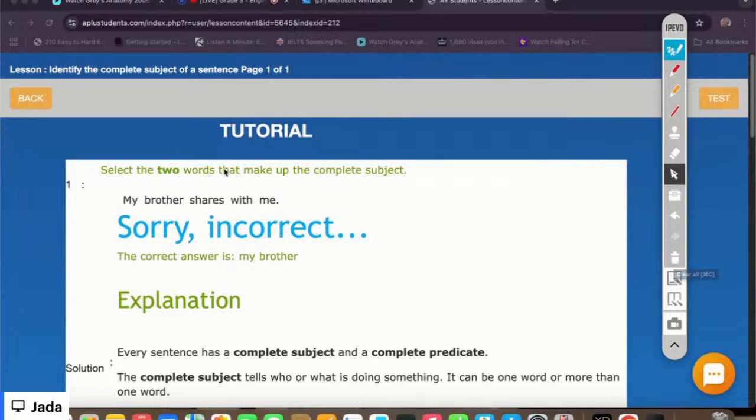You have to select the two words here that make up the complete subject. We have, my brother shares with me. When you look at this sentence, you ask what is the subject. Of course, you can see that the subject is more than one word. So it will be my brother.